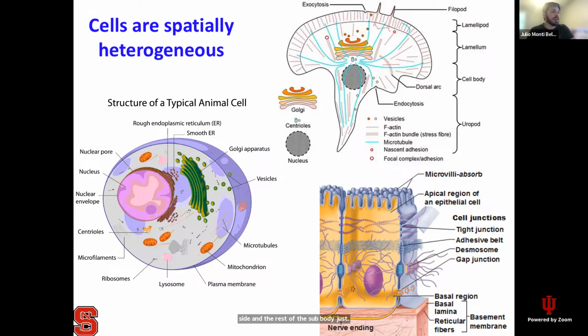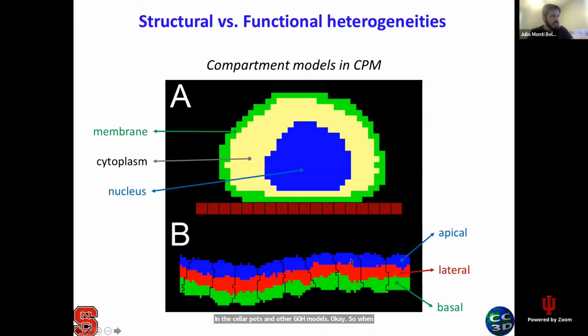So the take-home message is that cells are highly heterogeneous, especially inside the cell, okay? And many times you want to model this spatial heterogeneity within the cells. You can do that using the concept of cell compartments in the CompuCell GGH models, okay? So when you talk about cellular compartments in Compartmental 3D, there are basically two ways in which you can subdivide the cell.